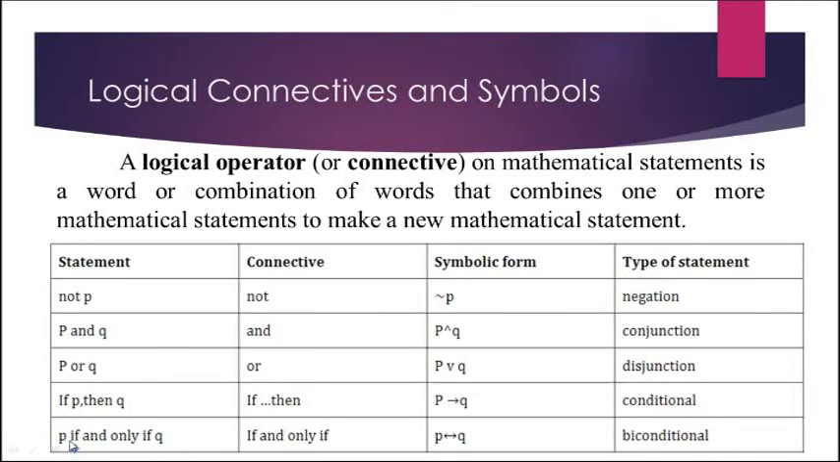Next, you have your P if and only if Q. The connective is if and only if. So P, and its direction is either to the left or to the right. That is why it is called biconditional: either to the left or to the right.